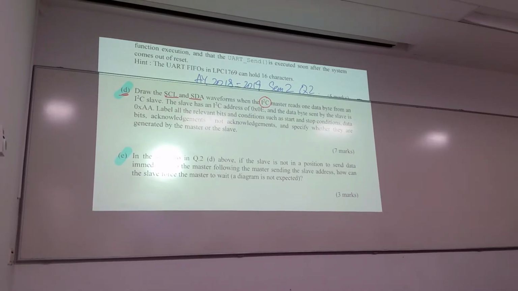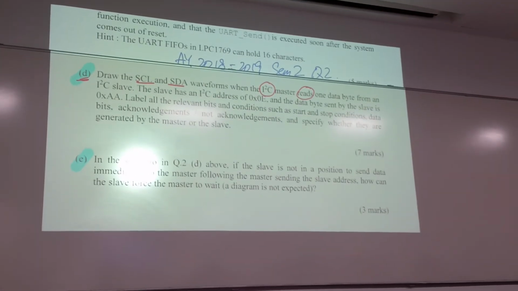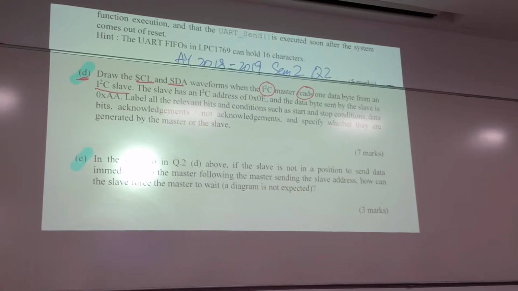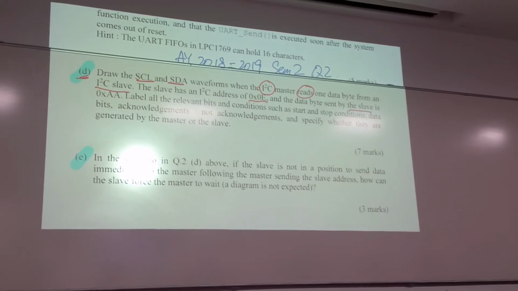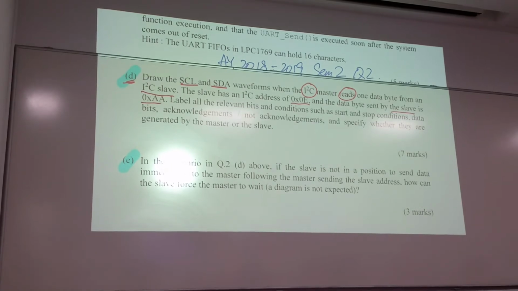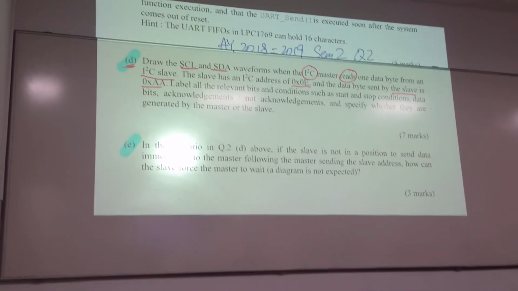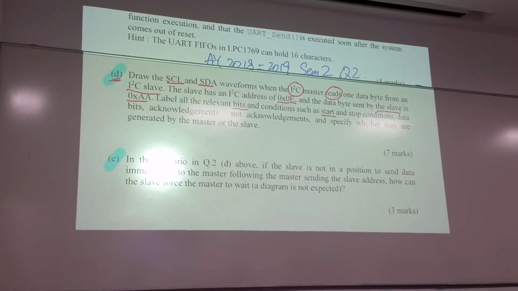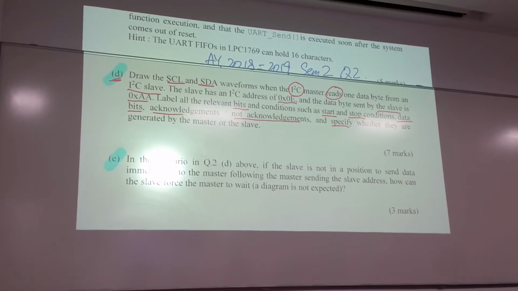Draw the waveform for the master reading 1 data byte from a slave. The slave has address 0E, and the data byte sent by the slave is AA, because the master is reading. Label all the relevant bits and conditions, such as start and stop conditions, data bits, acknowledged or not acknowledged, and specify whether they are generated by the master or the slave.